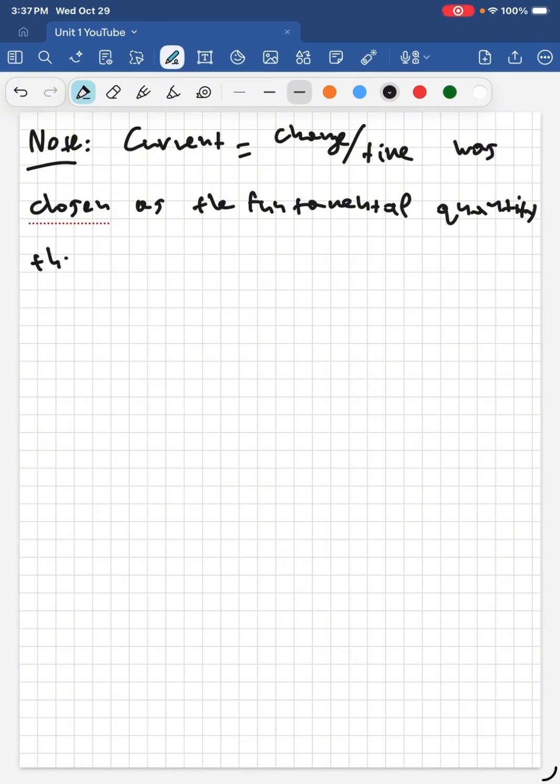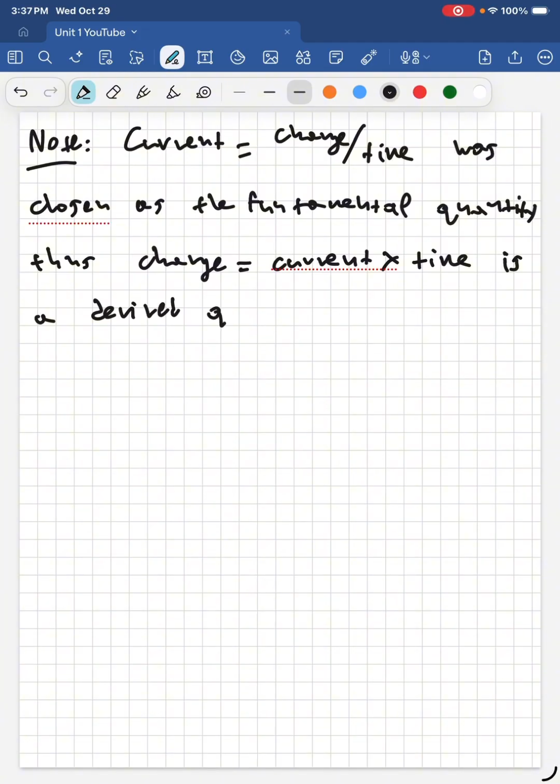Thus, charge is now current times time. So charge is a derived quantity. And we haven't defined what derived means yet, but we will do so in a moment.